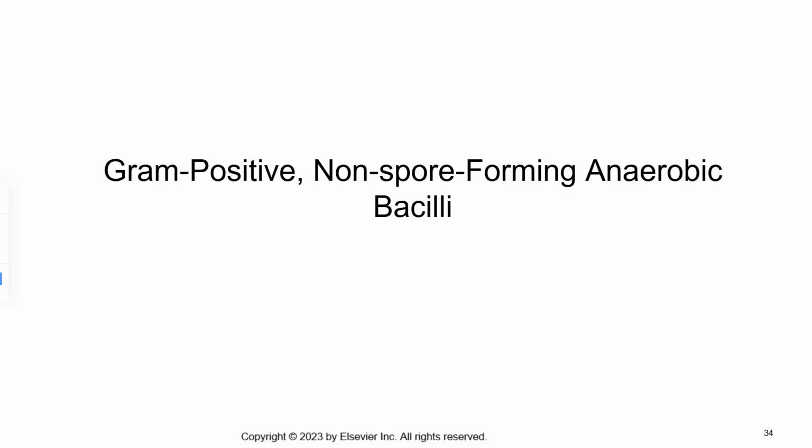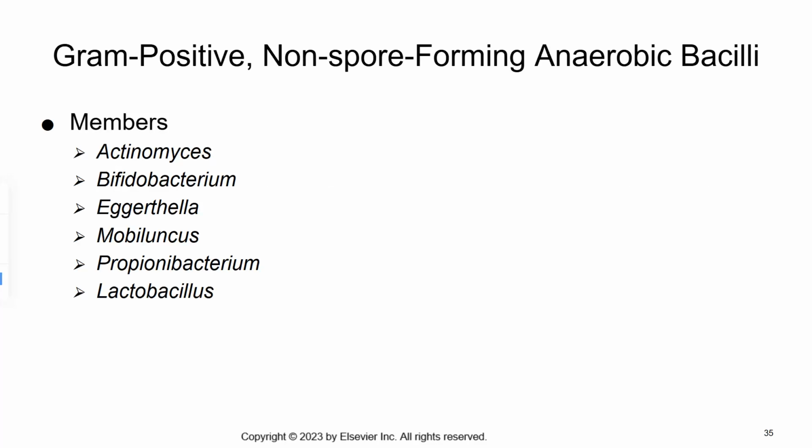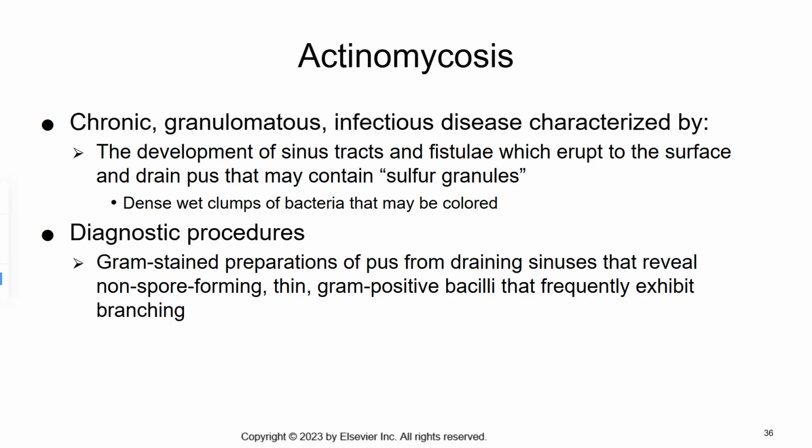Gram-positive non-spore forming anaerobic bacilli. These ones don't form spores: Actinomyces, Bifidobacterium, Eggerthella, Mobiluncus, Propionibacterium, and Lactobacillus. Actinomycosis is a chronic granulomatous infectious disease characterized by the development of sinus tracts and fistulae which erupt to the surface and drain pus that may contain sulfur granules.